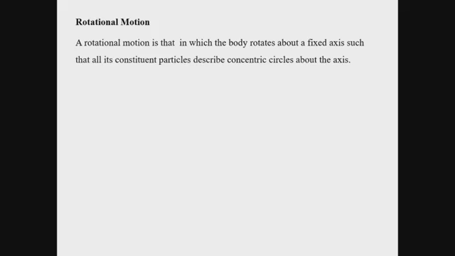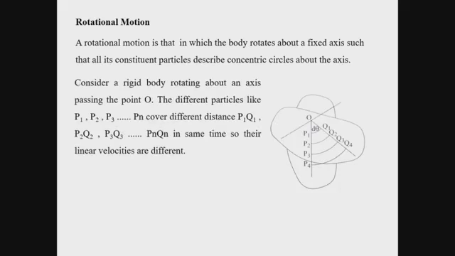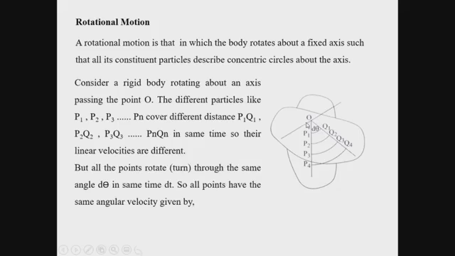Rotational motion. A rotational motion is that in which the body rotates about a fixed axis such that all its constituent particles describe concentric circles about the axis. Consider a rigid body rotating about an axis at point O. The different particles like P1, P2, P3 up to Pn cover distances P1Q1, P2Q2, P3Q3 up to PnQn in the same time, so their linear velocities are different.